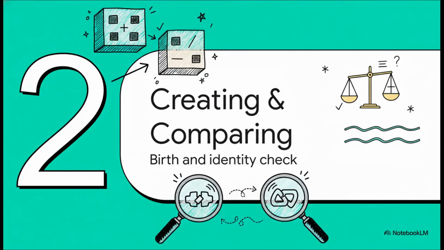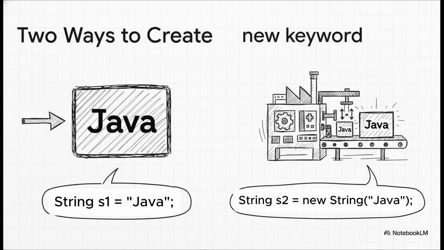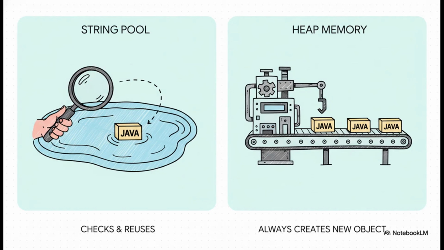Okay, so we know what a string is. Now let's get into how we actually create them. And, maybe even more important, how we can correctly check if two strings are identical. You basically have two main ways to make a string. The one you'll see all the time is called a string literal. That's just putting your text inside double quotes. Simple. The other way is a bit more explicit, where you use the new keyword to create a totally new string object.